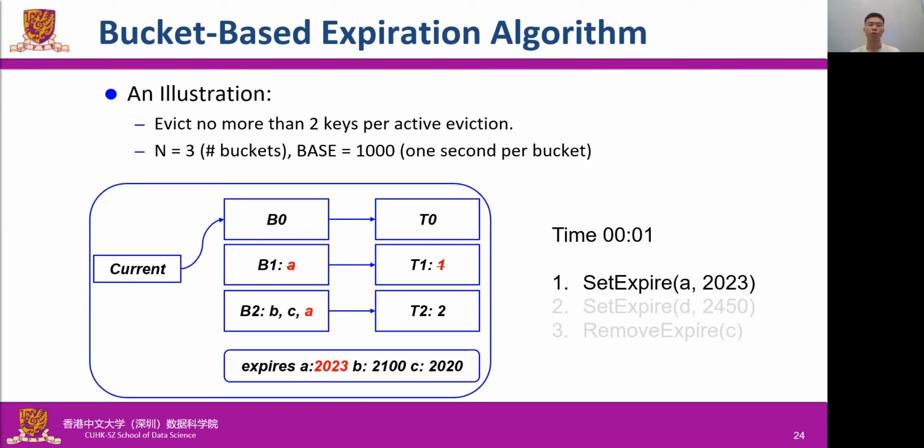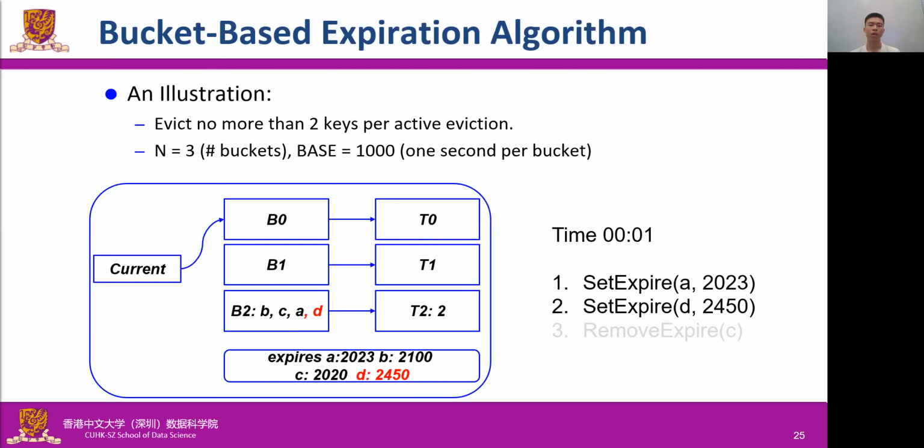At time 1, we change A's expiration into 2023. So A is moved to bucket 2, and the time for bucket 1 is reset. We also set expire for D. When we remove expire for C, we will remove it from both bucket 2 and expires.